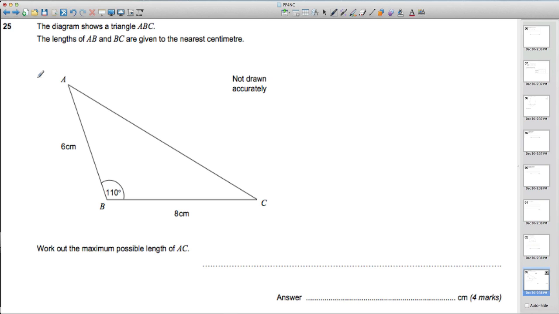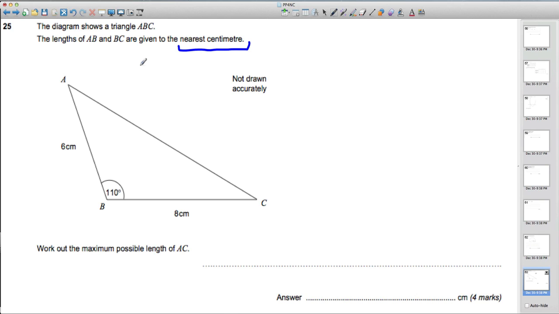Okay, question 25. The diagram shows the triangle ABC. The lengths AB and BC are given to the nearest centimetre. This is a question about upper and lower bounds. Okay, work out the maximum possible length of AC for 4 marks.